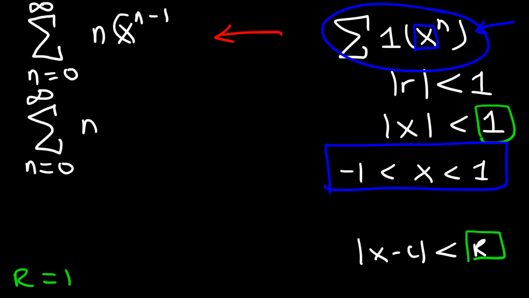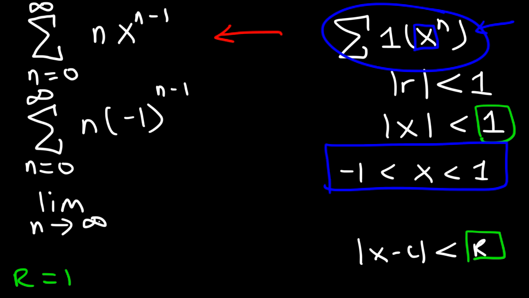If we replace x with -1, we're going to get n raised to the -1 times n minus 1. And using the divergence test, we can see that this is going to diverge. We have an alternating series, and so our a sub n is n. So the limit as n goes to infinity for a sub n is going to be infinity. So the series diverges, which means that it will not converge when x is -1. So -1 is not included.